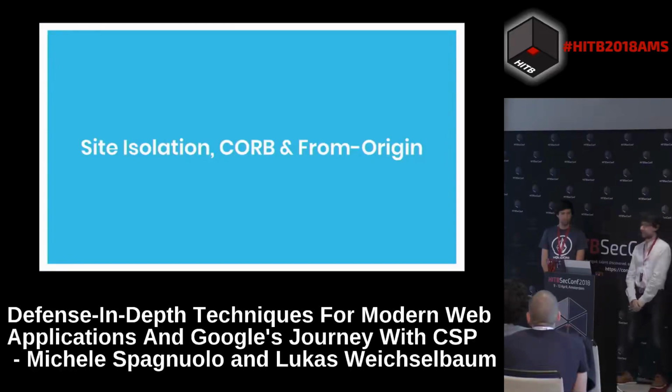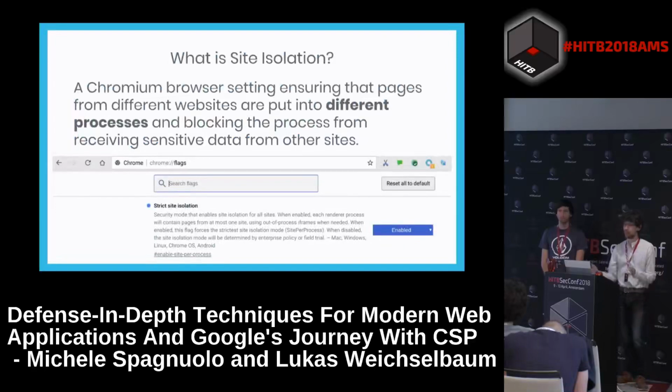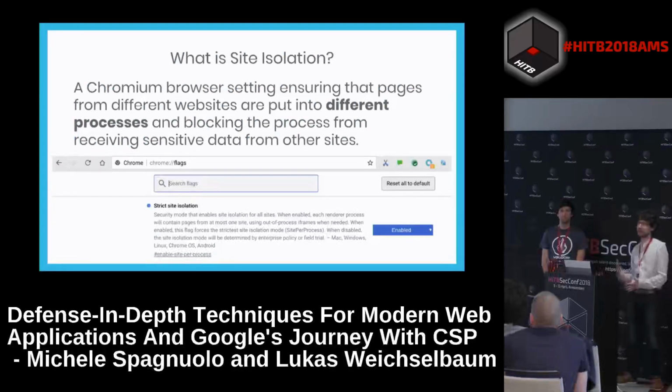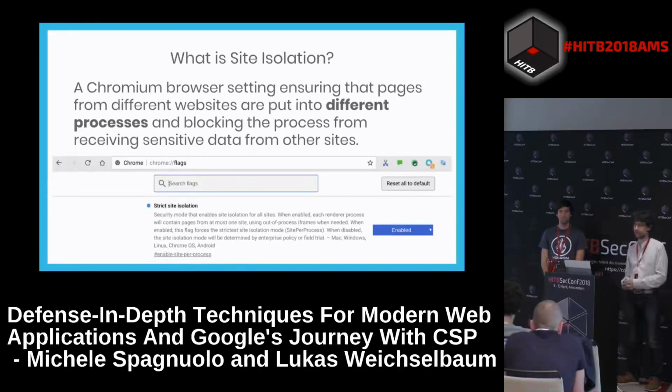Let's talk about something different: site isolation, CORB, and From Origin. So this steps out of the pure web world. This is not against web vulnerabilities, not against cross-site scripting or cross-site request forgery. It is mostly against, let's say, more low-level attacks. It is ensuring that pages from different websites get rendered into different processes in the operating system. This is done to isolate the renderer process in Chromium. Here we are mostly talking about Chromium only.